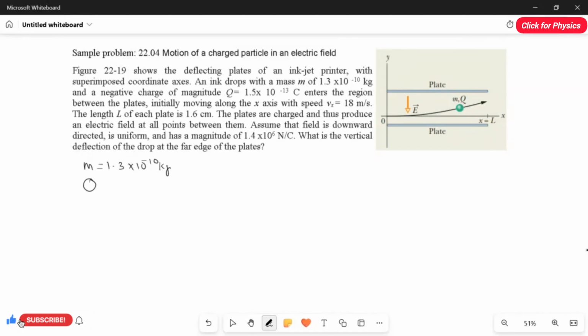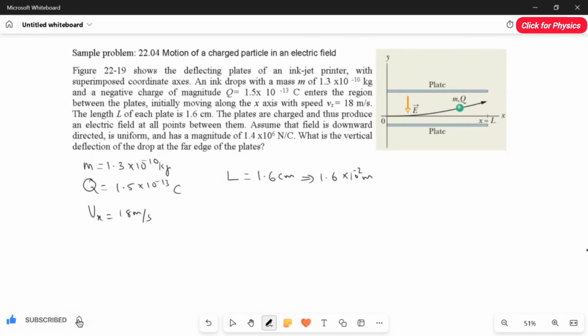And this drop has the charge 1.5 × 10^-13 coulomb, and it travels between the plates at a speed v_x of 18 meters per second. And the length of the plate is given, L equal to 1.6 centimeter, and in terms of meter, that is 1.6 × 10^-2 meter. So we convert centimeter to meter.